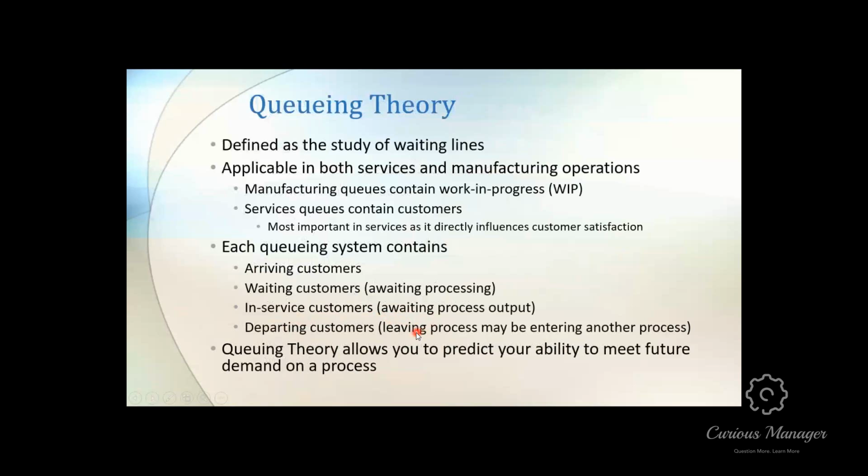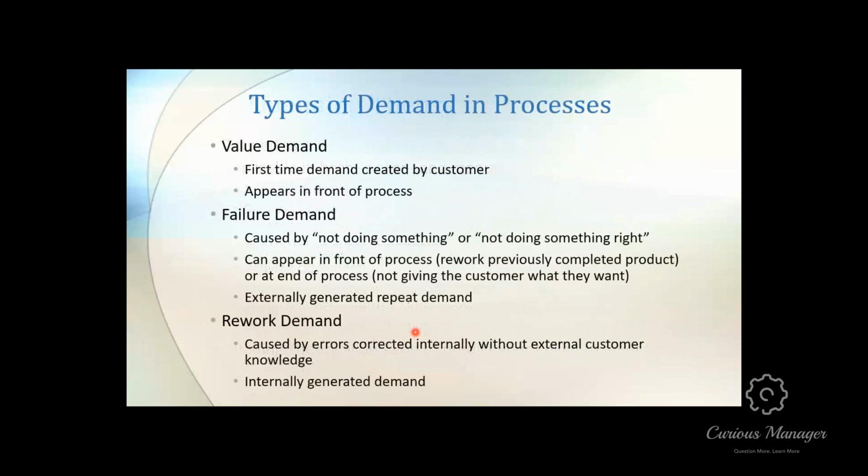So the main difference between rework demand and failure demand is that rework demand is caught internal to the process. You're reworking it before it's spit out of the process. Failure demand is caught by the customer. Okay, usually you don't want either one, but failure demand usually costs more, obviously.